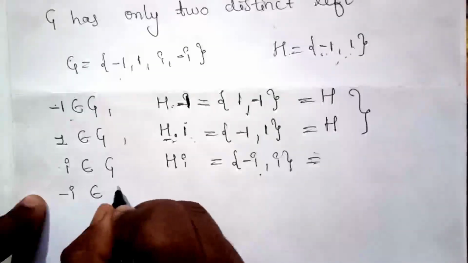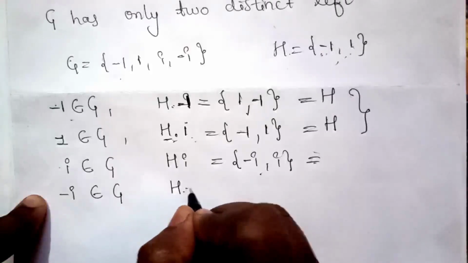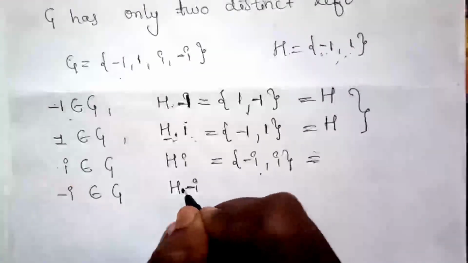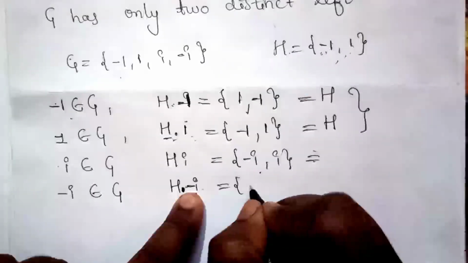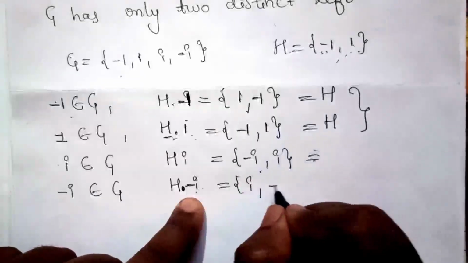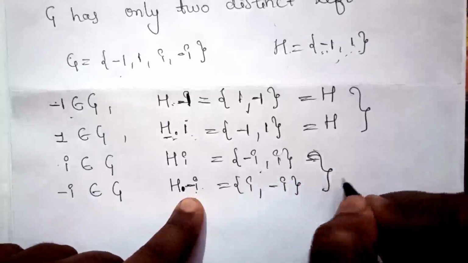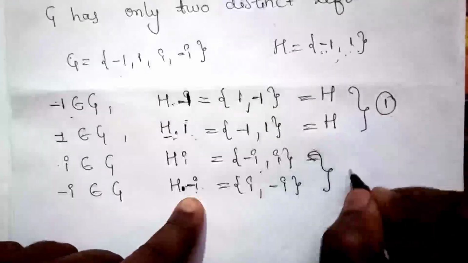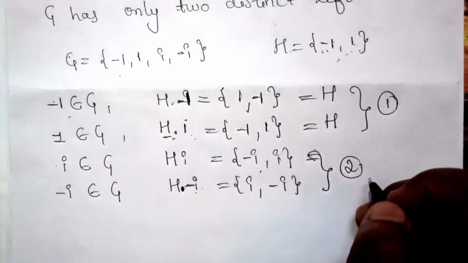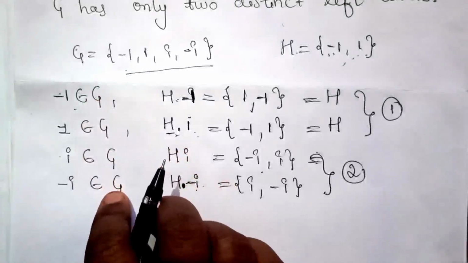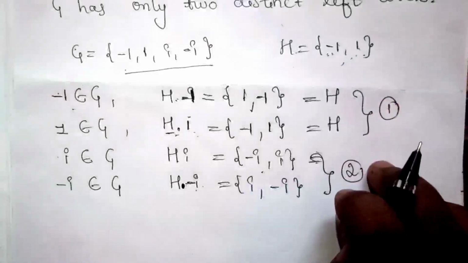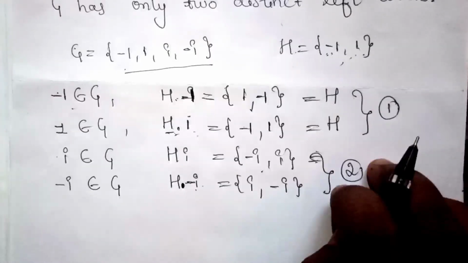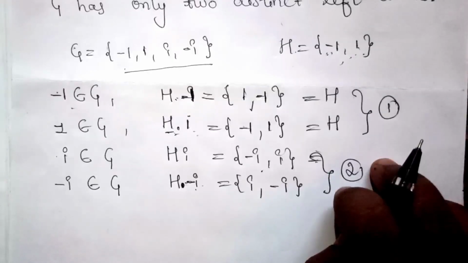Next, minus i belongs to G, then we get another coset. Here I am using the dot: h dot minus i, which is minus 1 into minus i equals plus i, and 1 into minus i equals minus i. Again these two right cosets are the same, therefore this is the first different right coset, and this is the second. Here it has a total of 4 elements, so we can form 4 cosets, but because these two are similar and these two are similar, we treat only 2 as different right cosets.